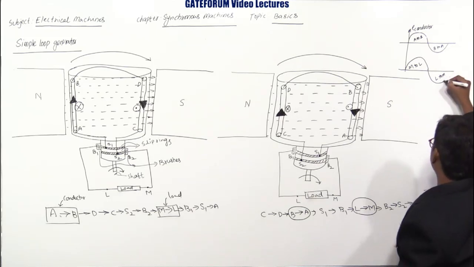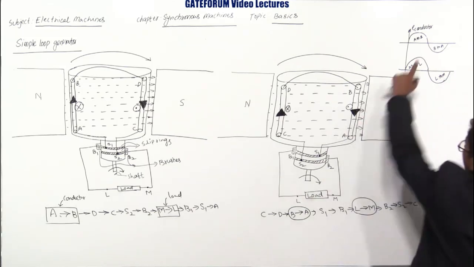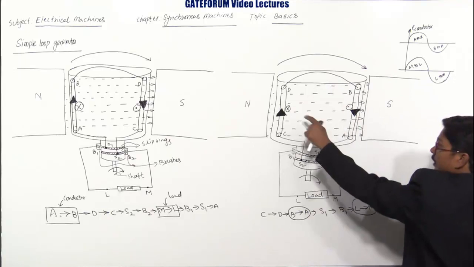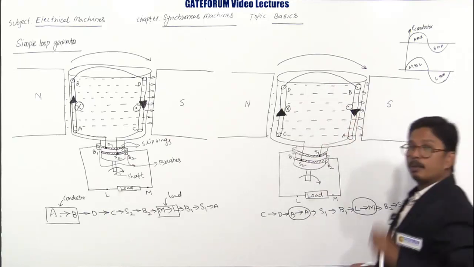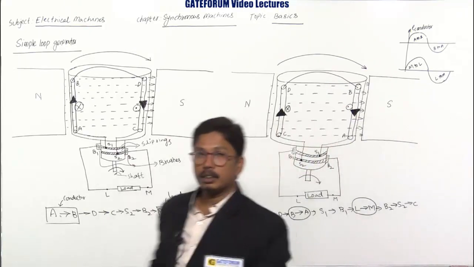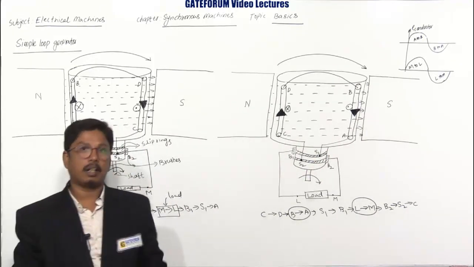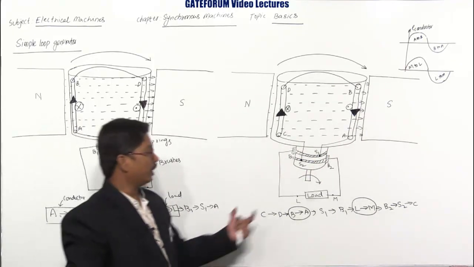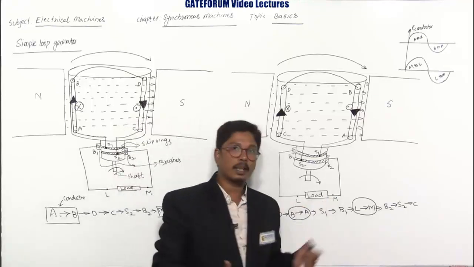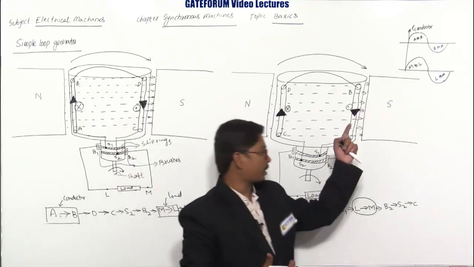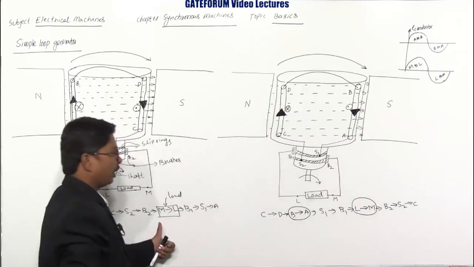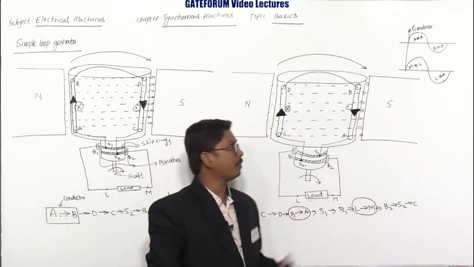The nature of EMF induced in the conductors AB and CD will always be alternating in nature. In the first half cycle it is moving in one direction, in the second half cycle it is moving in the other direction. Similarly, the nature of induced EMF that the load is getting is also alternating. In the first half cycle it is moving from M to L, and in the second half cycle it is moving from L to M.